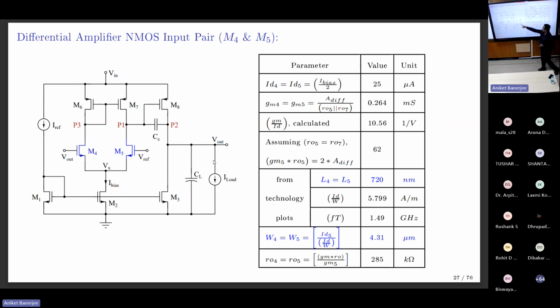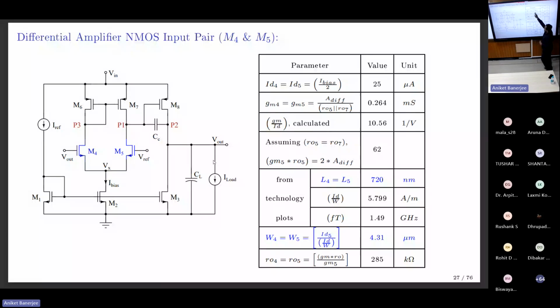Okay, so coming to the input pair, I have to somehow tie the performance of the MOSFET back to GM, or ID by W and FT. If I'm able to tie that, I can easily get the W and L values from the tech plots. The goal is to do that.